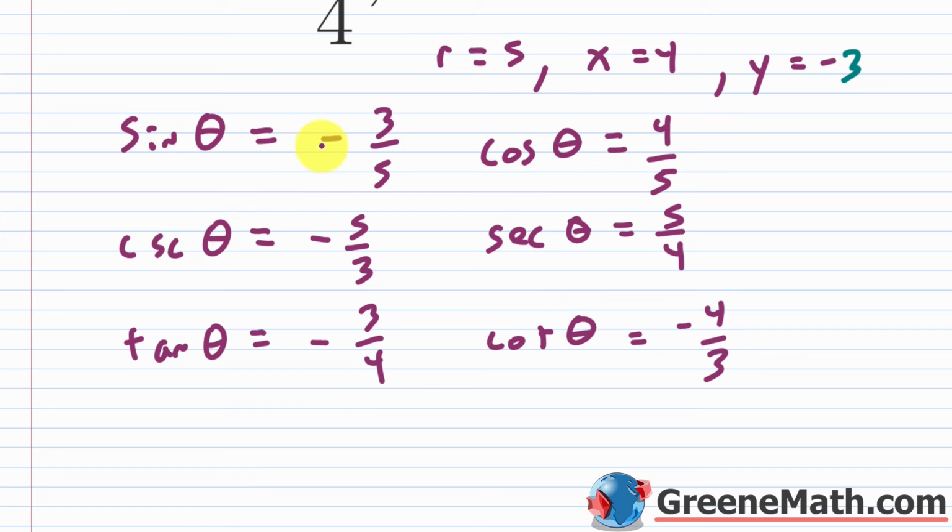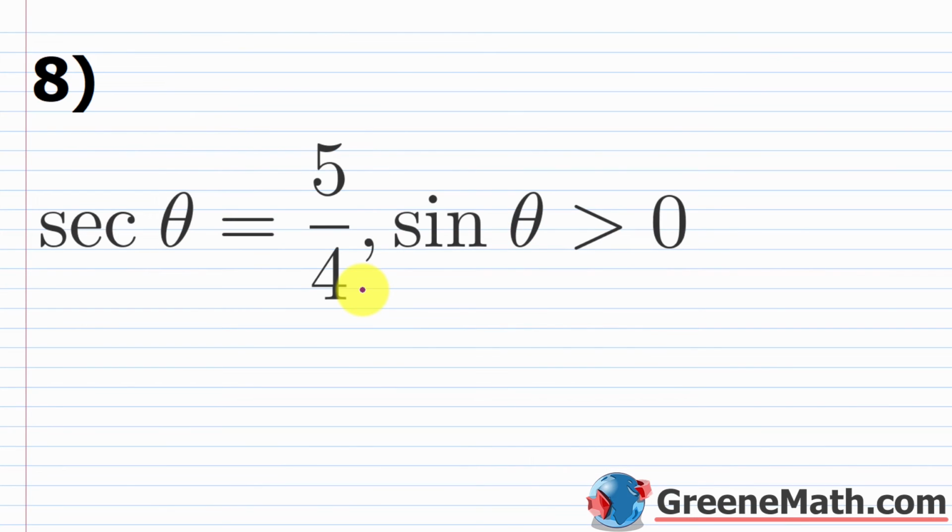So the sine of theta is negative 3/5. The cosine of theta is 4/5. The cosecant of theta is negative 5/3. The secant of theta is 5/4. The tangent of theta is negative 3/4. And the cotangent of theta is negative 4/3. All right, let's take a look at problem number 8.